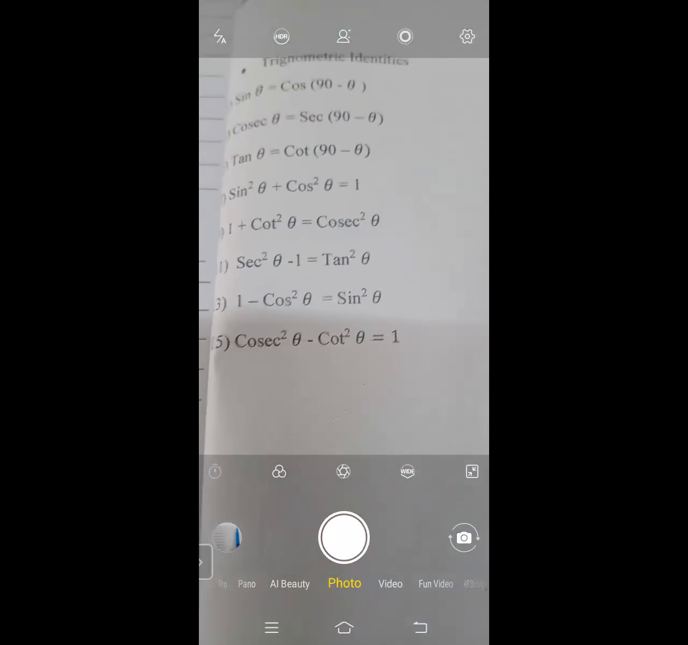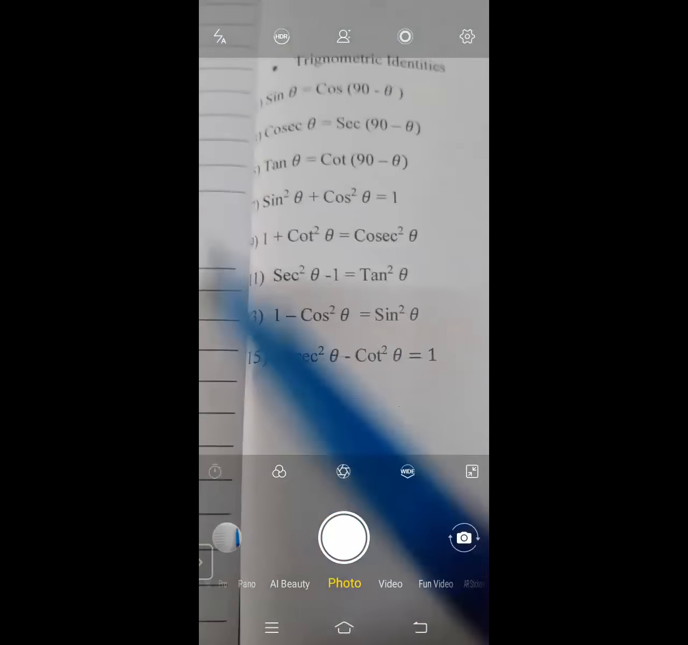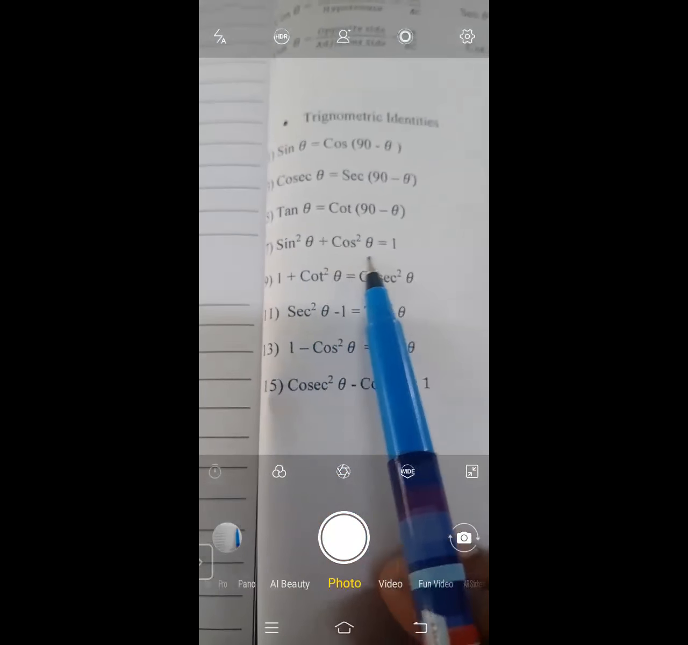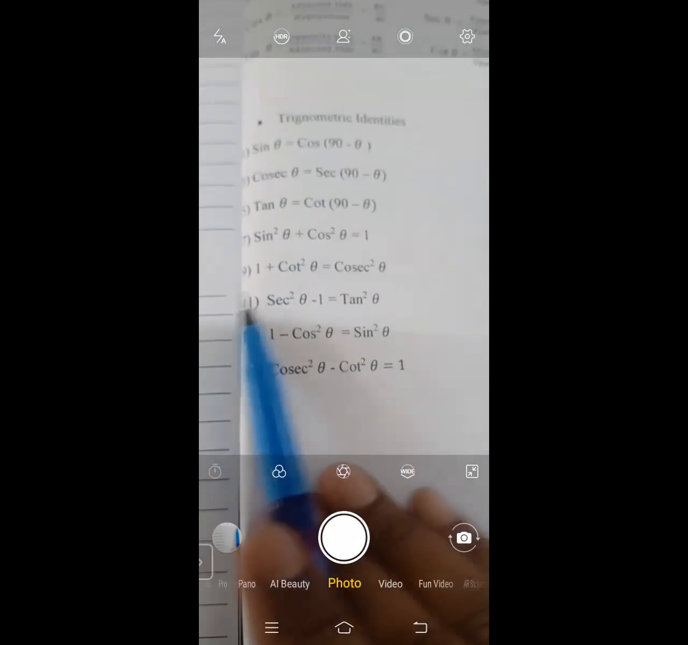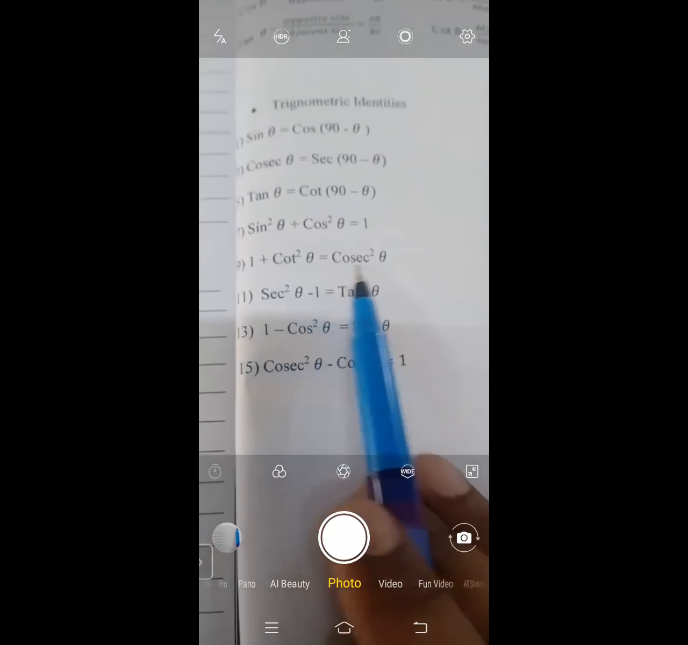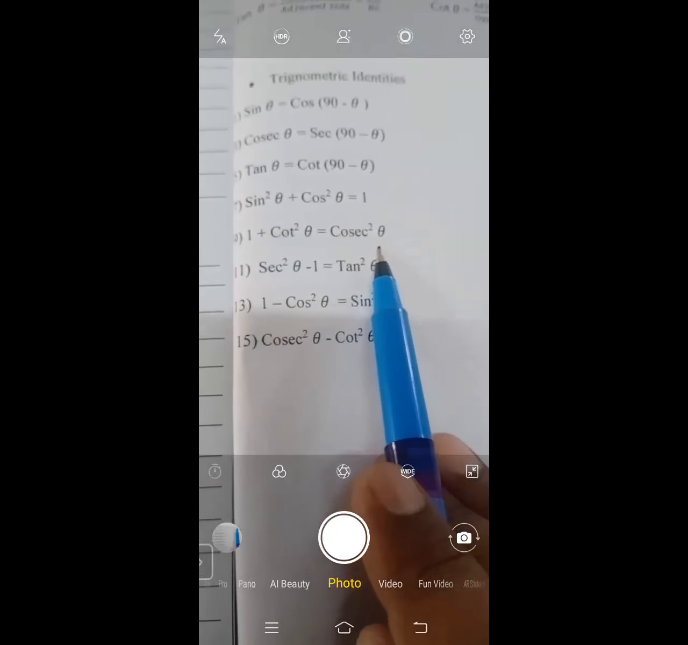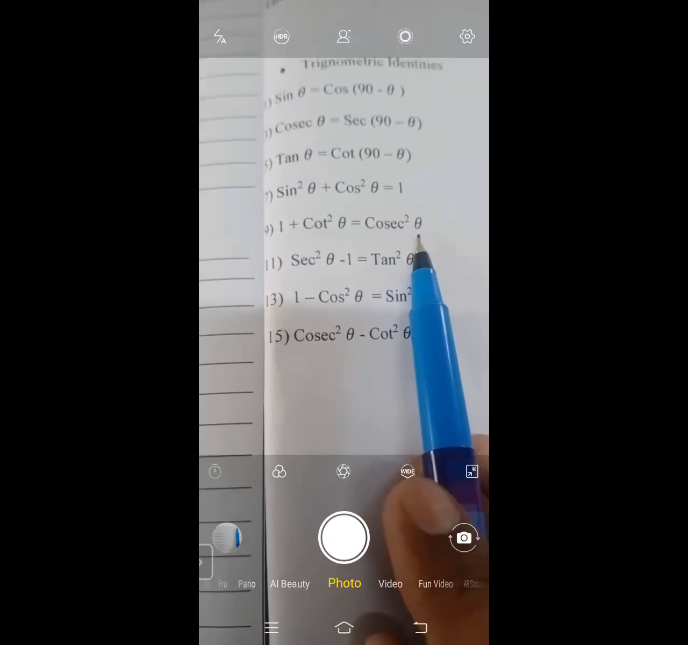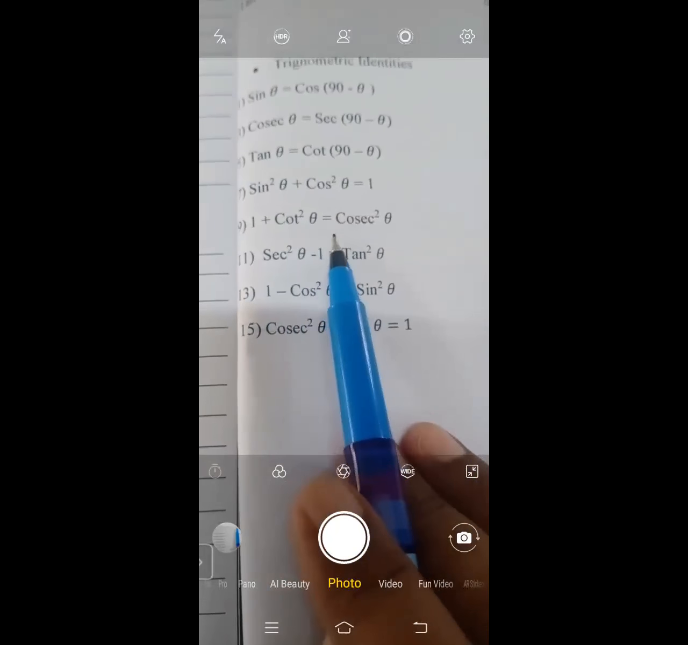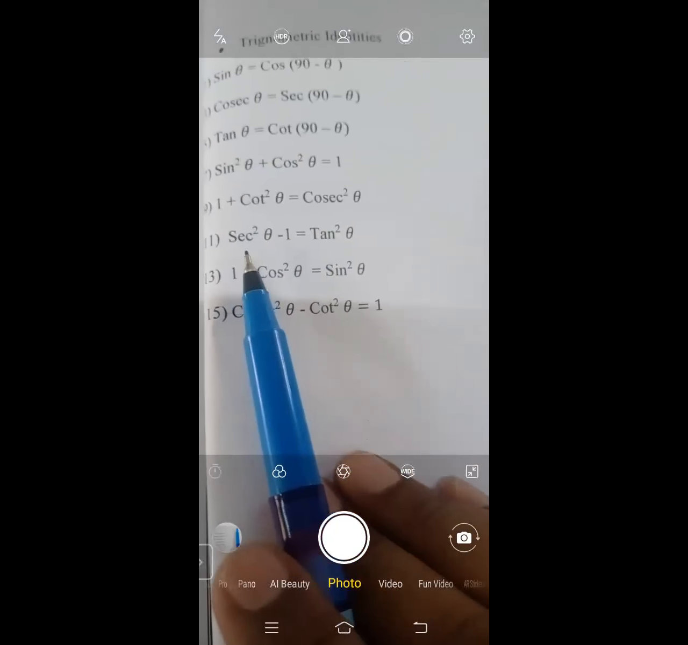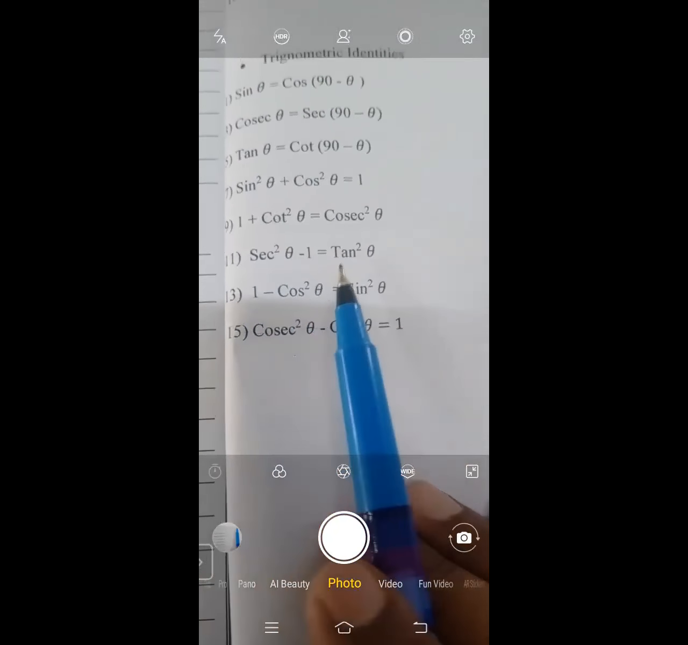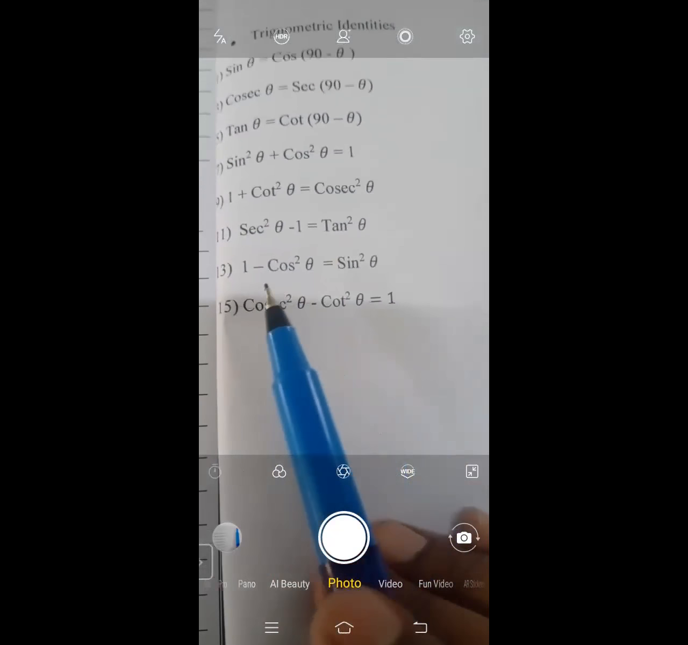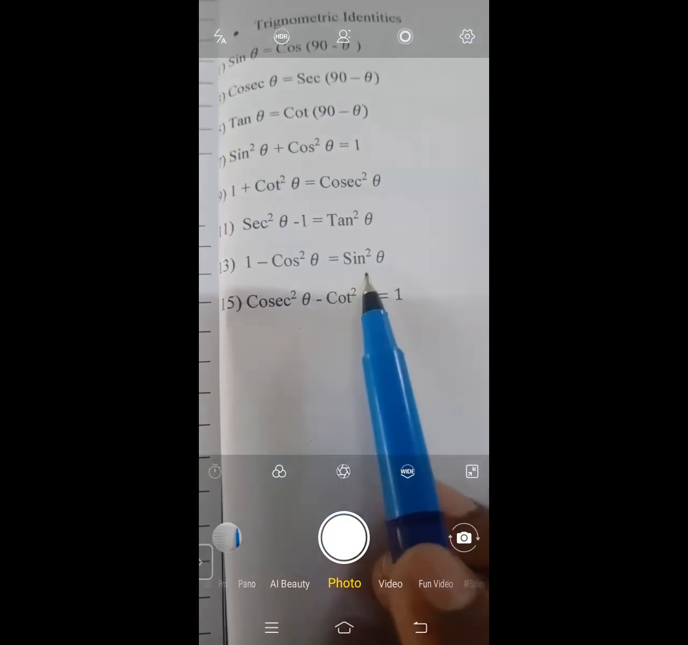Okay. After that, this is the famous identity. Sin square theta plus cos square theta is equal to 1. 1 plus cot square theta is equal to cosec square theta. Sec square theta minus 1 is equal to tan square theta. 1 minus cos square theta is equal to sin square theta.